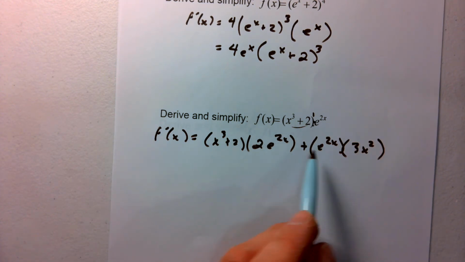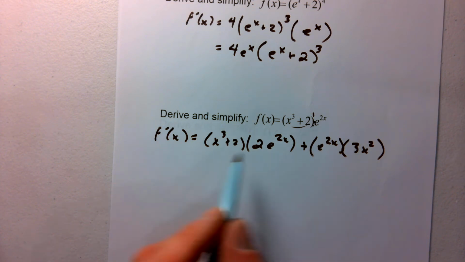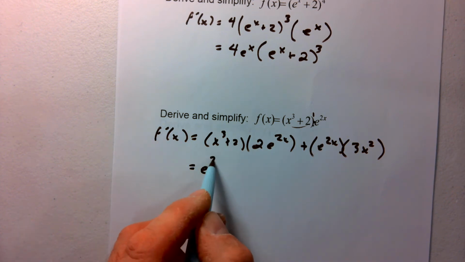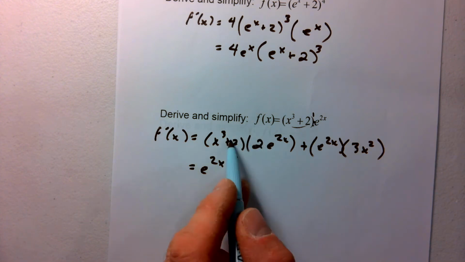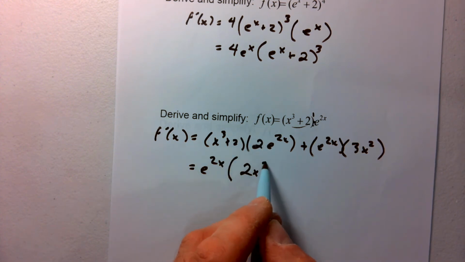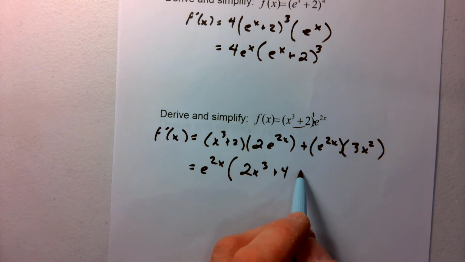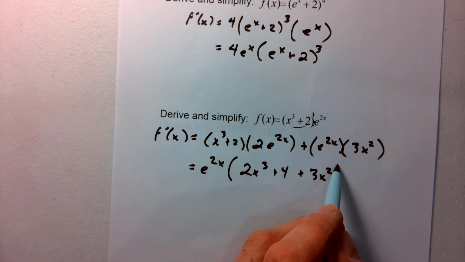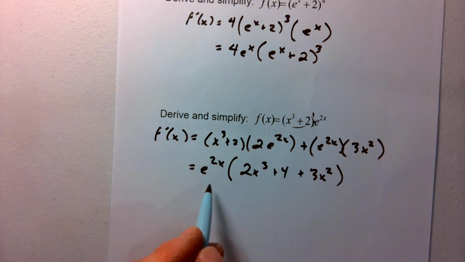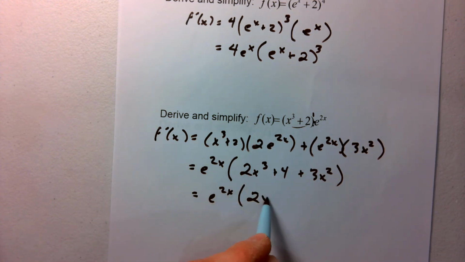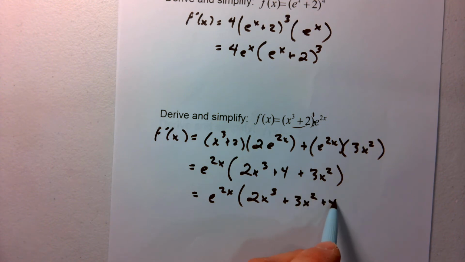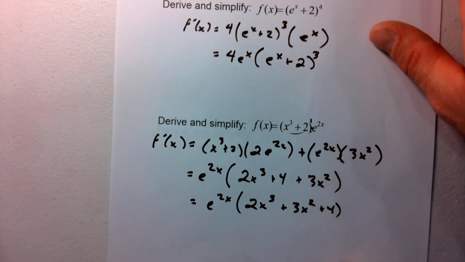I can go ahead now and clean up by taking out an e to the 2x. So I get e to the 2x times, here I'm going to multiply my 2 through, so I get 2x to the third plus 4 plus 3x squared. Again, I took out my e to the 2x's. And we can go ahead and put this in descending order if you want. It's not a big requirement. Kind of like to make it look nice. And there we go. And there's our first derivative.